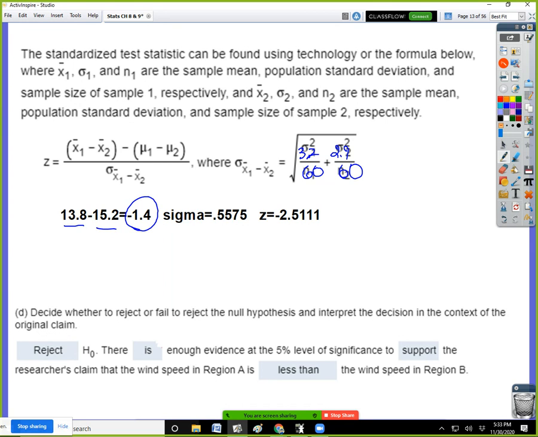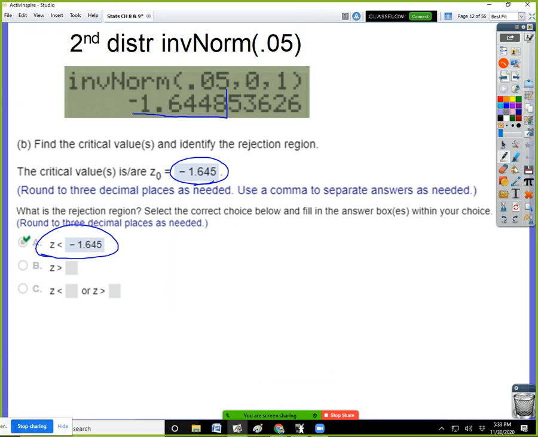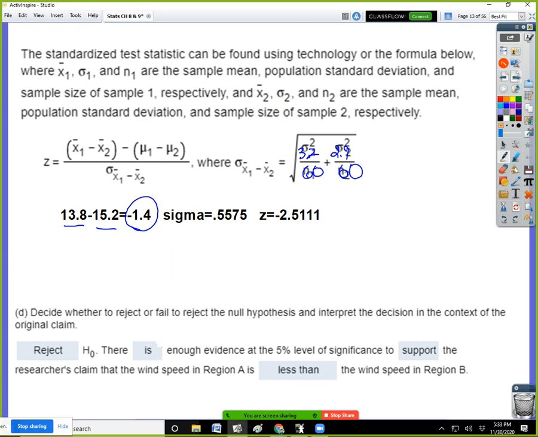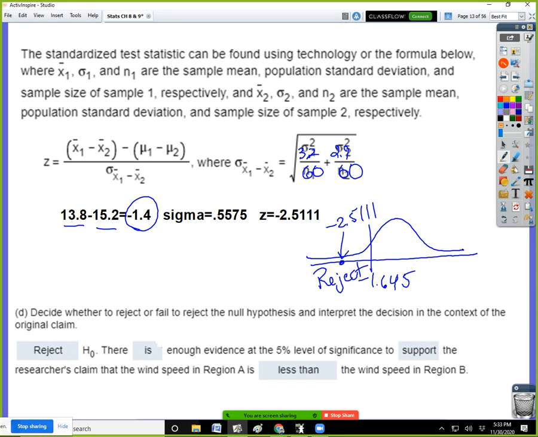Okay? So if I remember, my critical value is minus 1.645, right? Minus 1.645. And my number is way over here at minus 2.5111. Okay? So this is definitely in the reject H0 region.